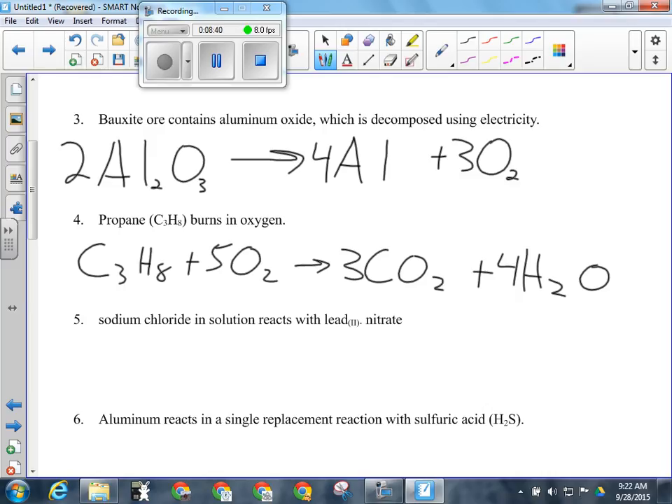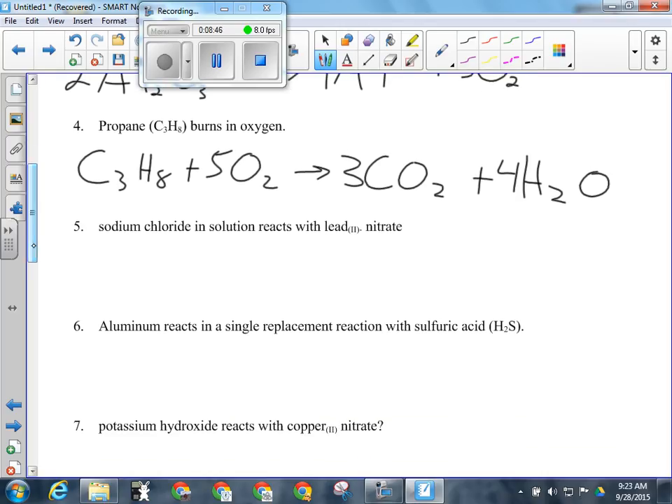All right, how many people have done number 5? Okay, let's have a look at that one then too. Does it matter in this question that sodium chloride is in solution? It makes no difference whatsoever. Again, it's an extraneous piece of information.